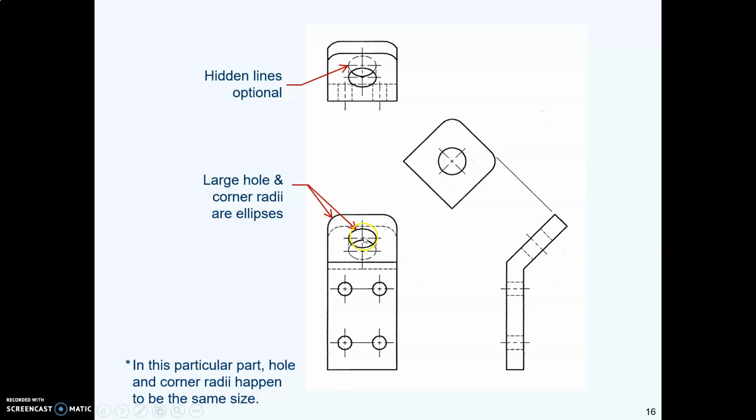This big hole, I think it's 1 inch diameter, and those corner radii are the same size. The hole looks like an ellipse in the front view, and that corner radius looks like an ellipse in the front view because it got foreshortened also.